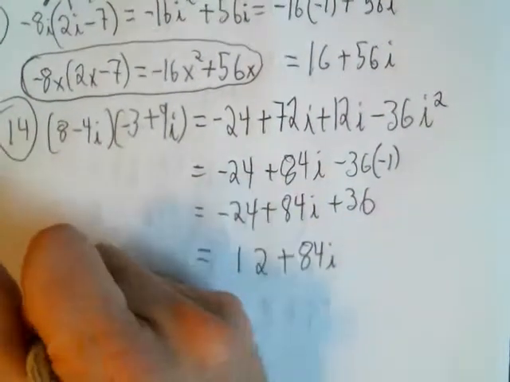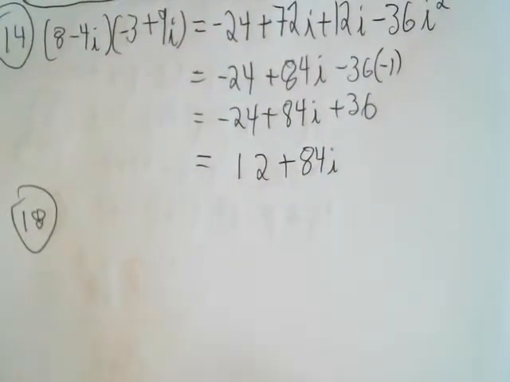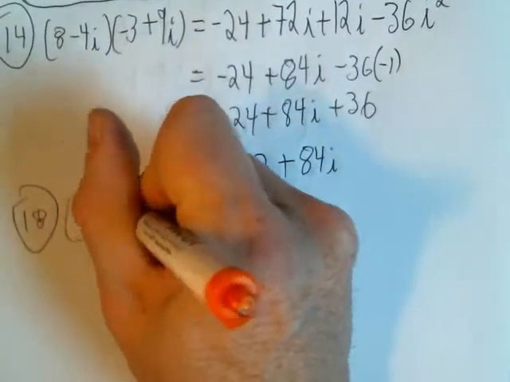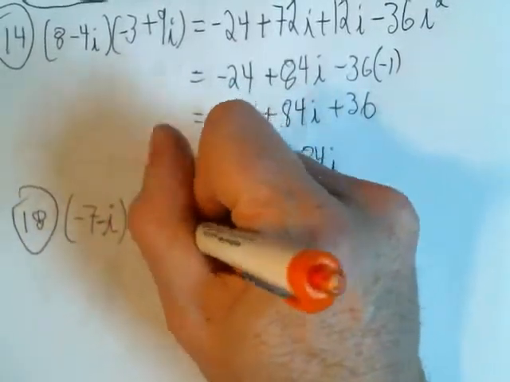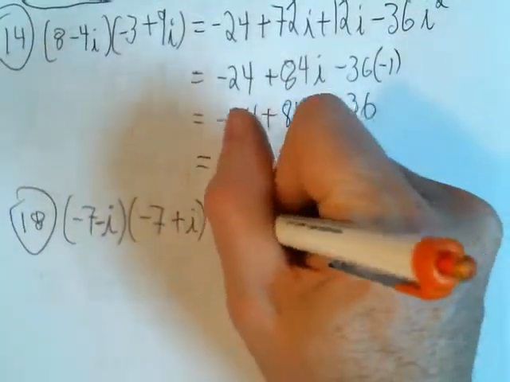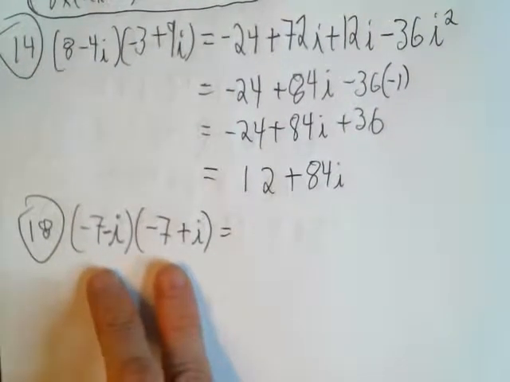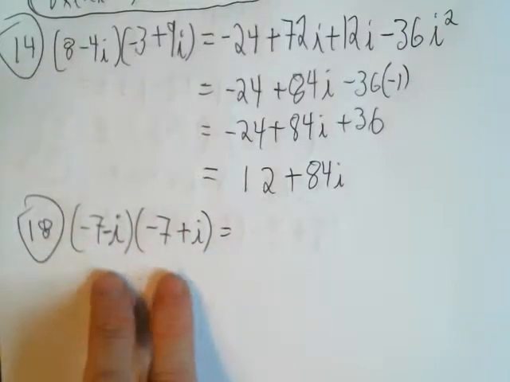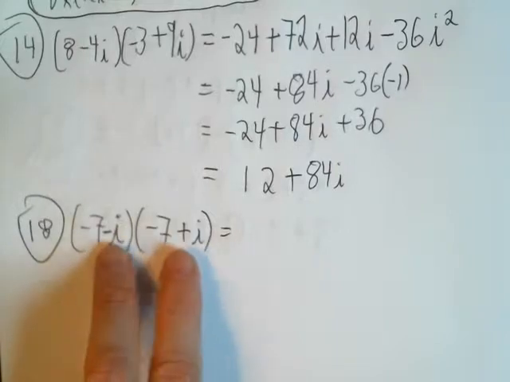Let's do one more of those, and this is kind of foreshadowing the world to come. You have negative 7 minus i times negative 7 plus i. Okay. So again, it's first, outer, inner, last, but these are special, and we'll call them conjugates, and we use them in division. So they're exactly the same except that middle operation. Here it's negative and here it's positive.